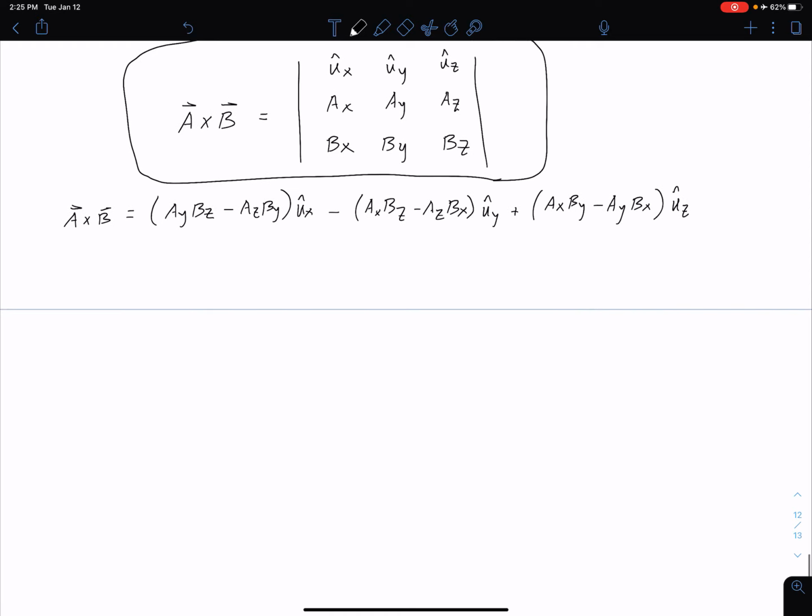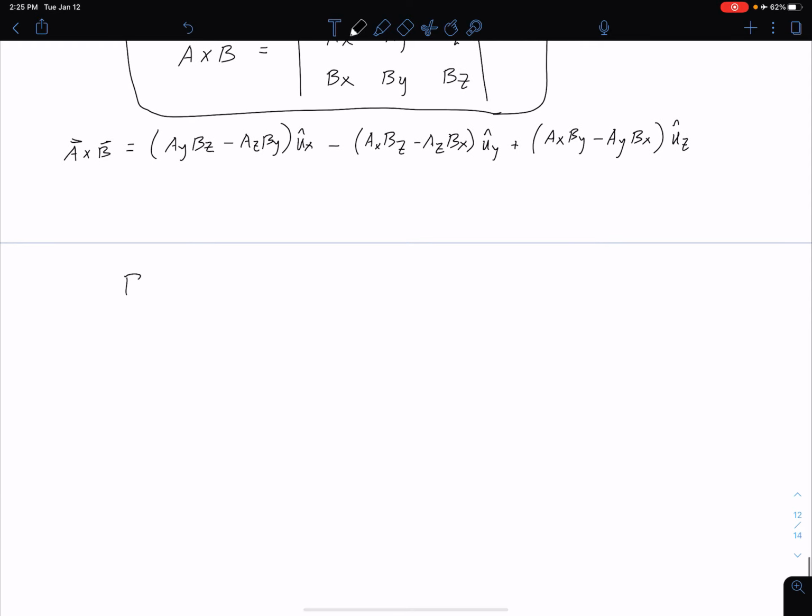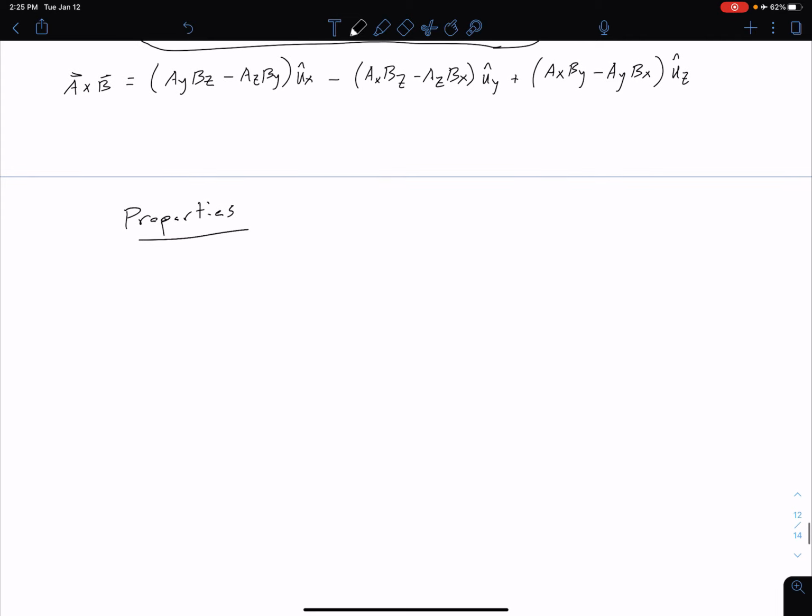So let's look now at some properties of our cross product. Okay, so first of all, our cross product is not commutative. Basically what this is saying is that the order that we do our cross product matters. So A cross B is not equal to B cross A.